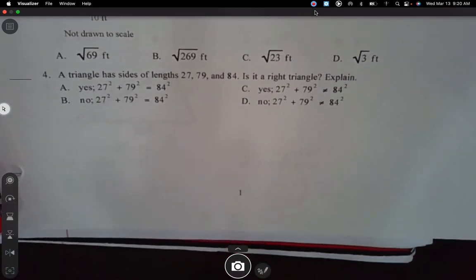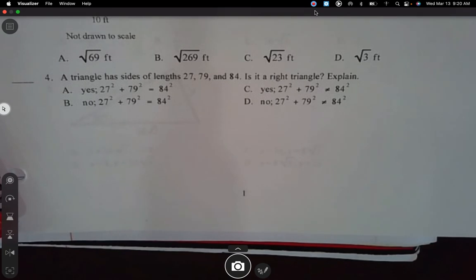Okay, a triangle has these 3 side lengths. Is it a right triangle? So let me just plug them in. A squared plus B squared, see if it equals C squared. 27 and 79, those are my A and B, because they're smaller. Does this equal? No. Okay, what do we get on this side?